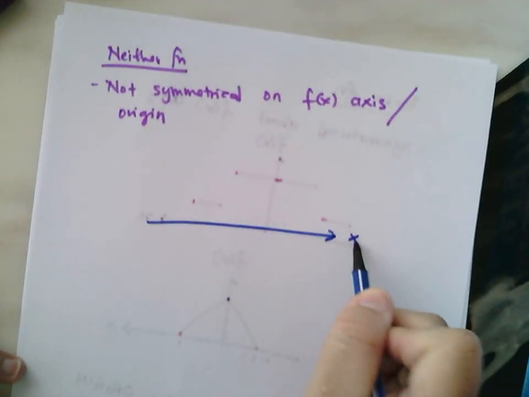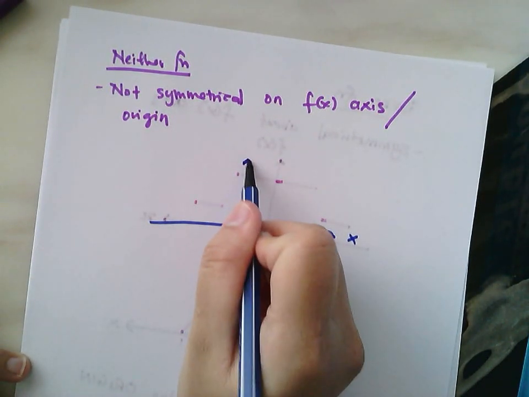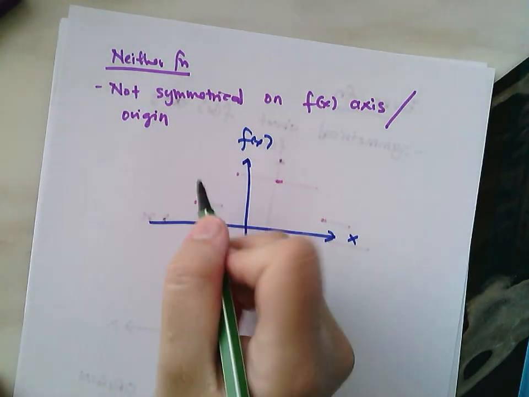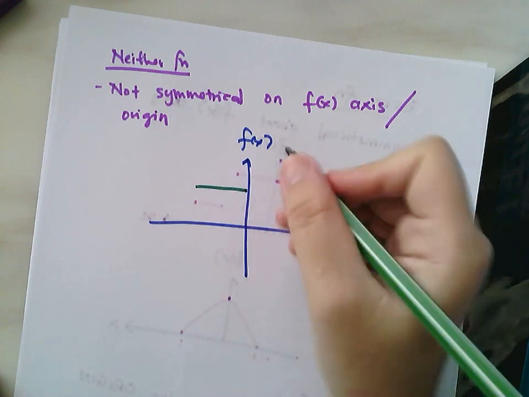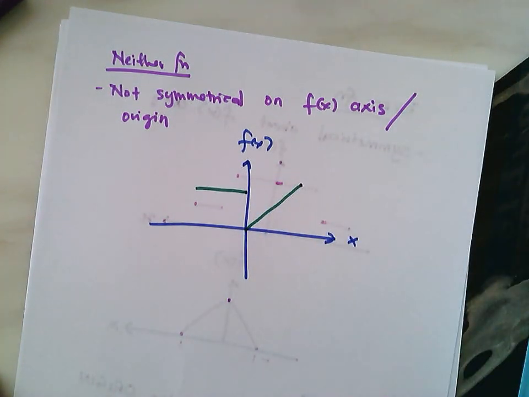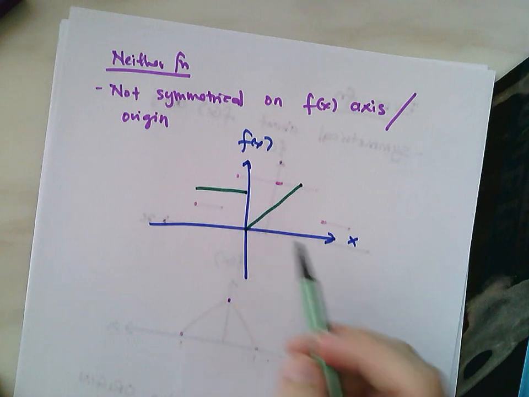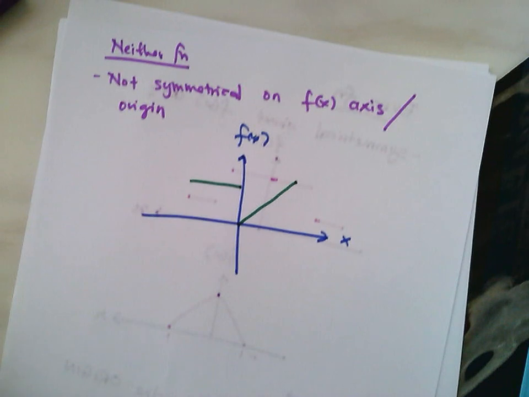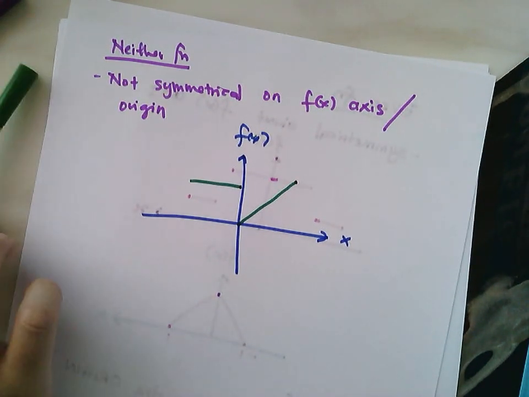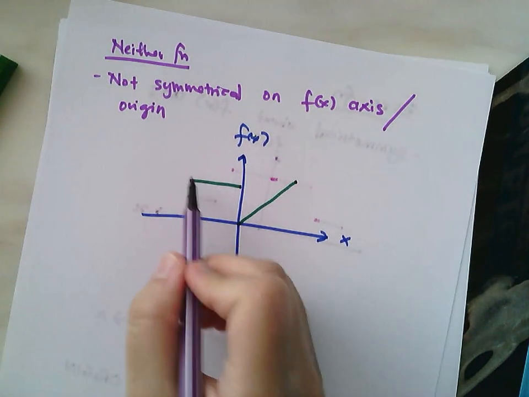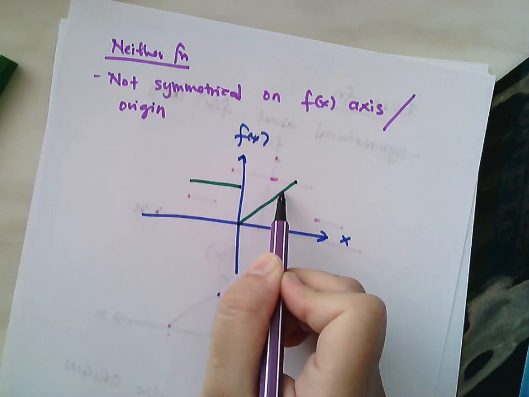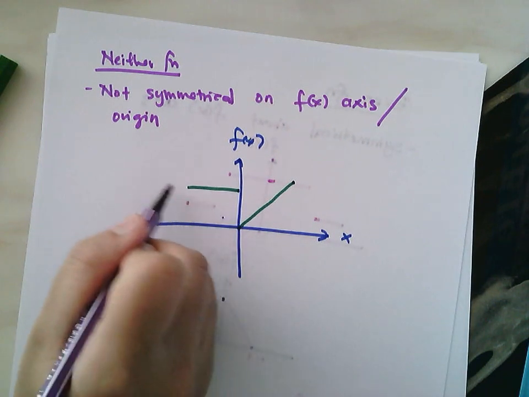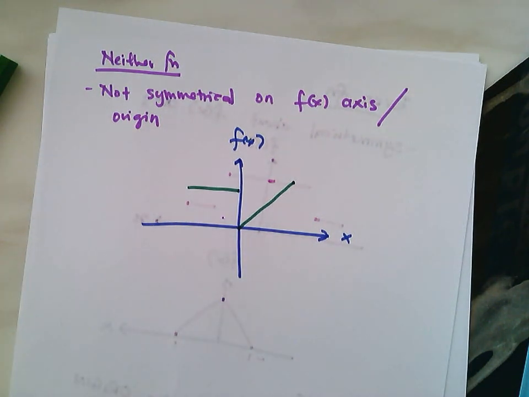Okay, this is x and this is your f(x). So let's say you have this one and another one is this one. So clearly this is not symmetrical, either about f(x) or the origin. If you say it is symmetrical about the f(x) axis, then if you have this line here, you should have another one here. Or if you have this line here, you should have another one here. Okay, then only it would be symmetrical about the f(x) axis.